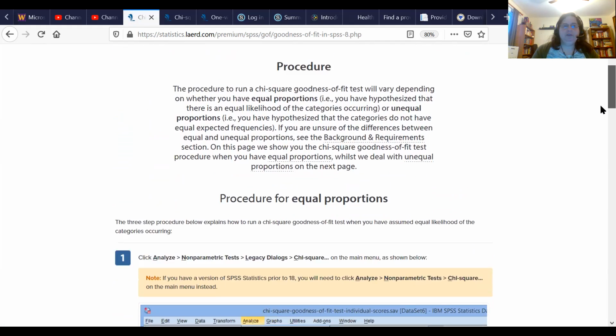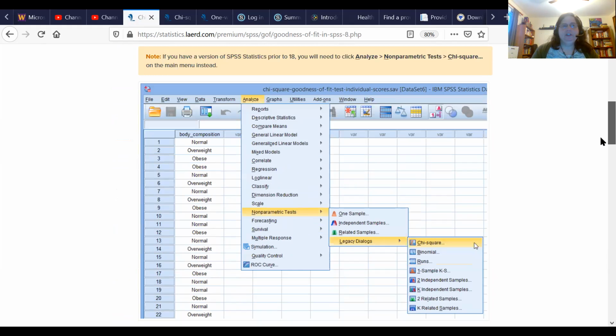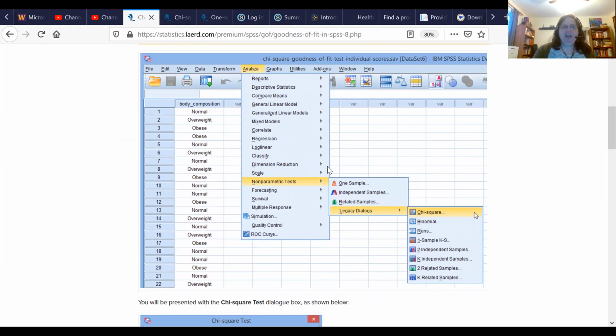So now let's look at our procedure. We go to Analyze, Nonparametric Tests, Legacy Dialogs, Chi-Square. Again, that's Nonparametric Tests, Legacy Dialogs, Chi-Square. There is technically another way to run this, but I'm not even going to go there. Unless you want to, then we can talk about it, but I'm just going to leave you with this way of doing it. This is a perfectly fine way of doing it.